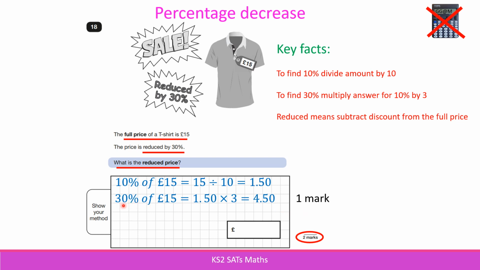Once we've found 30%, which is £4.50, we've got to take £4.50 from 15. So if I do 15, take away £4, gives me £11. And then £11, take away the 50p, gives me £10.50. And you need to write your answer in the box. Give yourself a big thumbs up and a big tick if you managed to get that correct. Great work, well done.